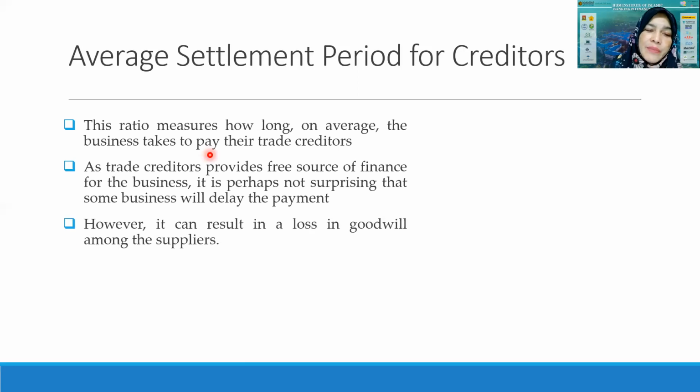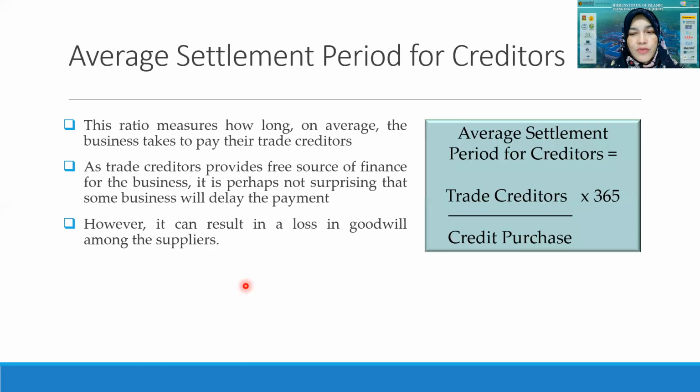Late payment to creditors can result in loss of goodwill among suppliers, so the supplier won't trust the company anymore. This is the formula: trade creditors divided by credit purchases.